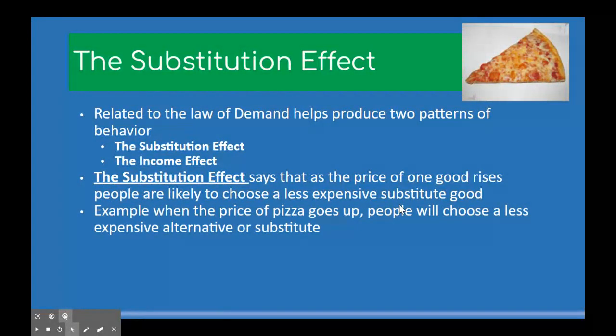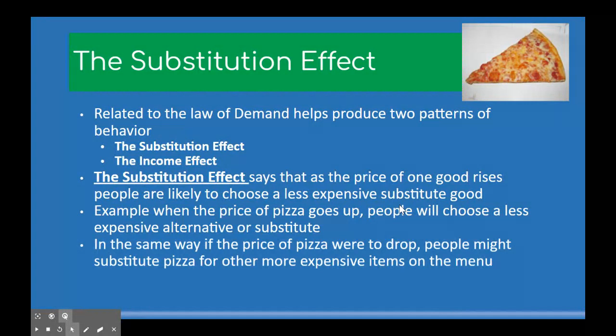An example: when the price of pizza goes up, people will choose a less expensive alternative or substitute. So instead of going to maybe a pizza specialty restaurant that charges a large price for it, you may go to Domino's or Little Caesars to buy the pizza. That would be an alternative or substitute versus that pizza.